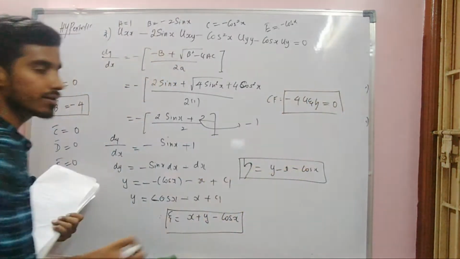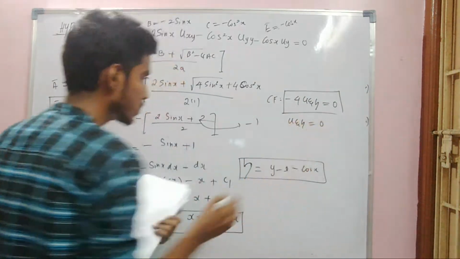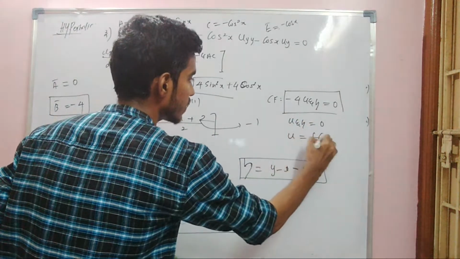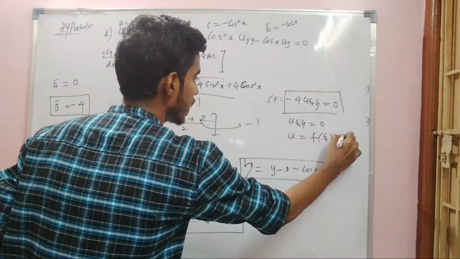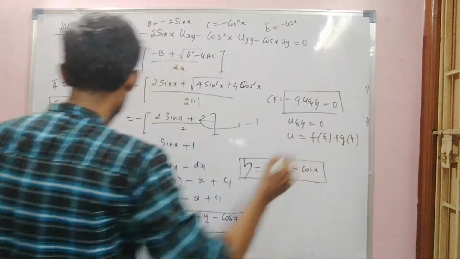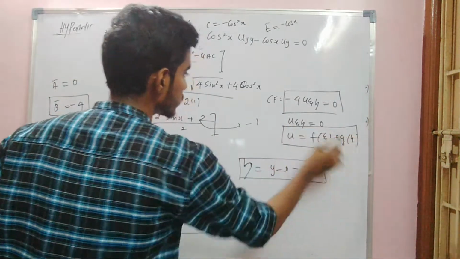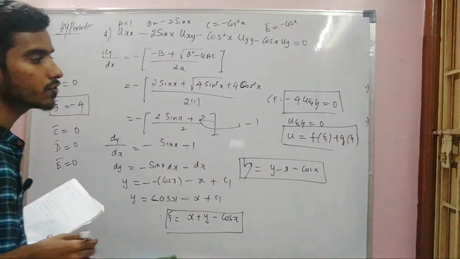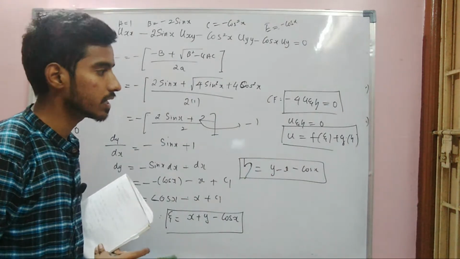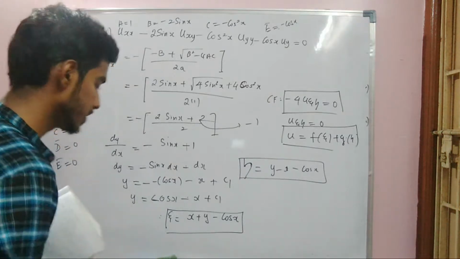Suppose if you need to solve this, u theta eta is equal to 0, that means what will be my u? U is a function of f of theta plus g of eta. This is a solution. If we have u theta eta equal to 0, then u has to be a function of theta and eta, then only we will have u theta eta equal to 0, right? That's it.